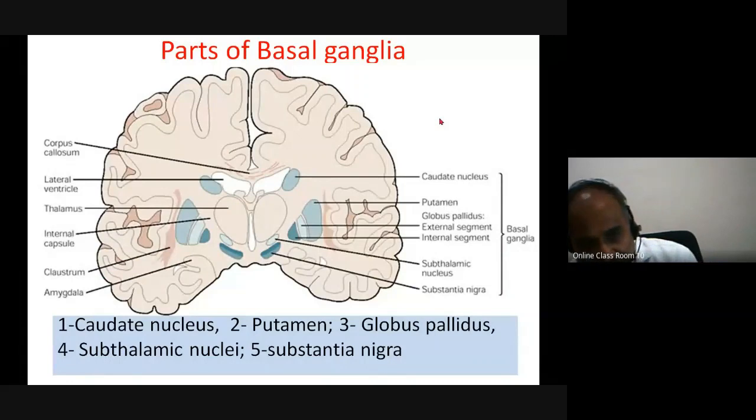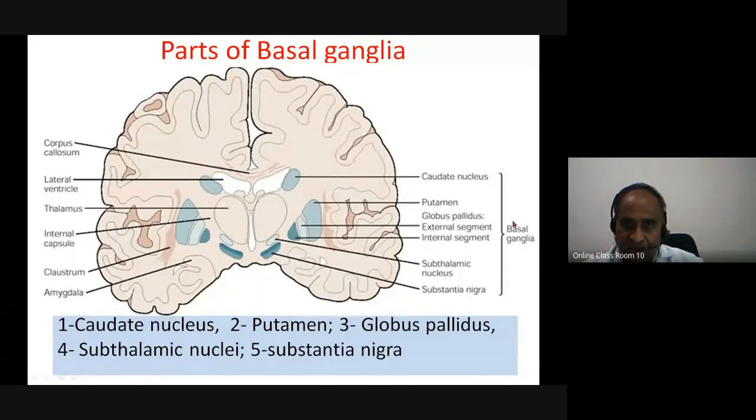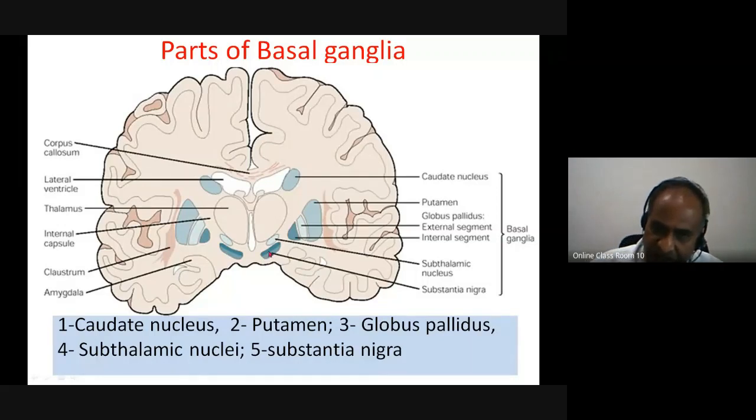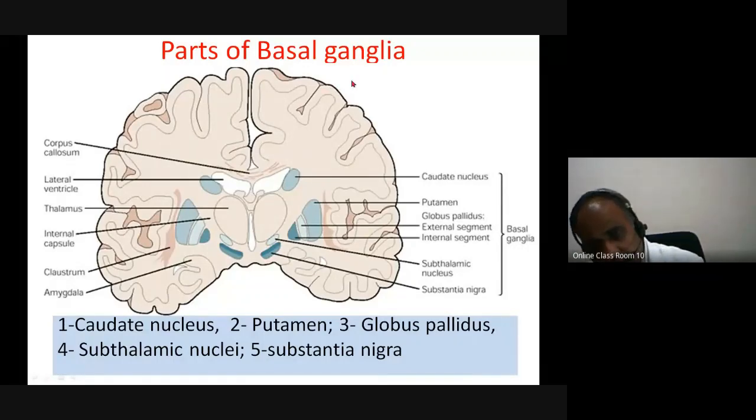Very quickly, there are basal ganglia nuclei: the caudate nucleus, the putamen, the globus pallidus externa, globus pallidus interna, the subthalamic nucleus, and the substantia nigra. In the substantia nigra, you have a pars compacta and pars reticularis. These are the parts of the basal ganglia.